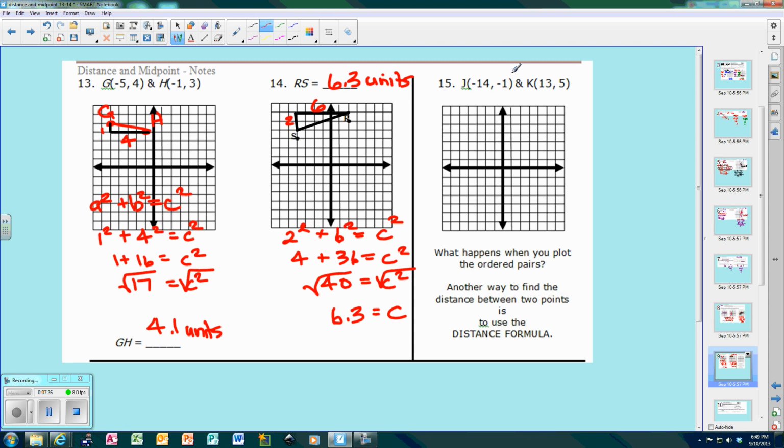Now sometimes you get this really small graph, and then I'll give you really big numbers, and they don't fit on the graph. So what happens then? You can't plot the ordered pairs. So then you're going to have to use what's called the distance formula. And again, you'll label your points and just plug and chug.